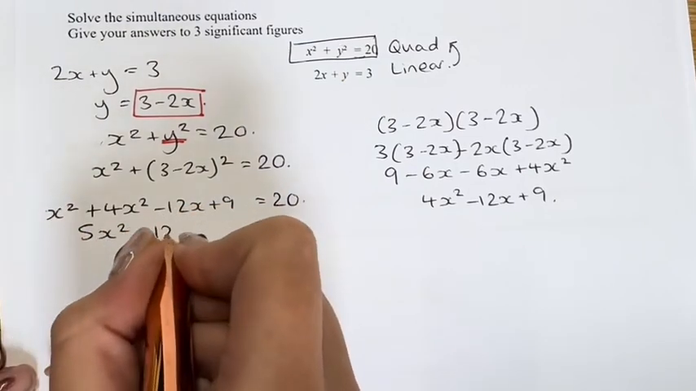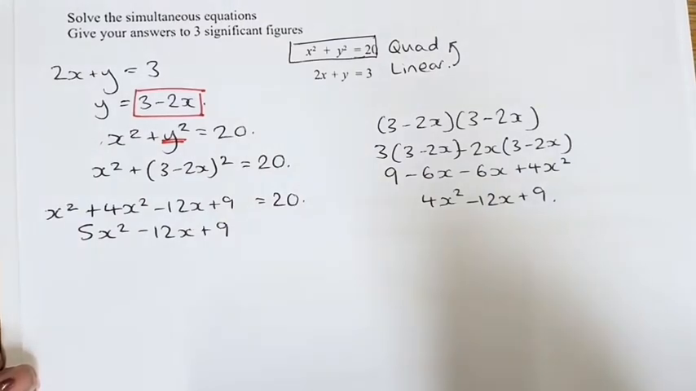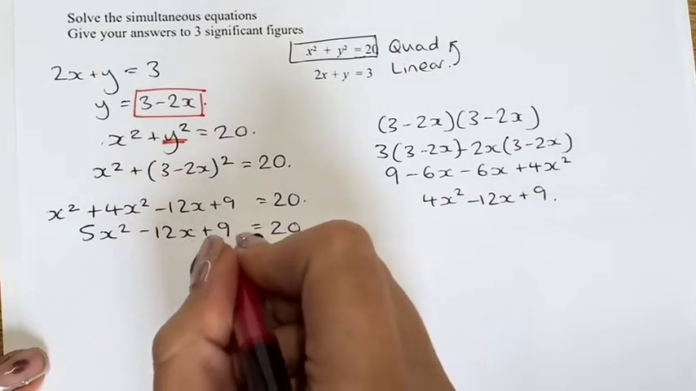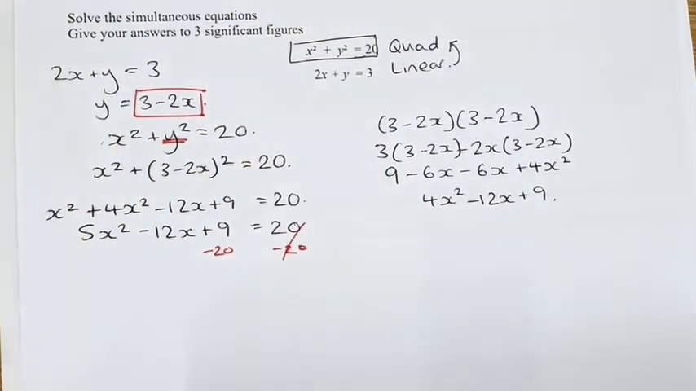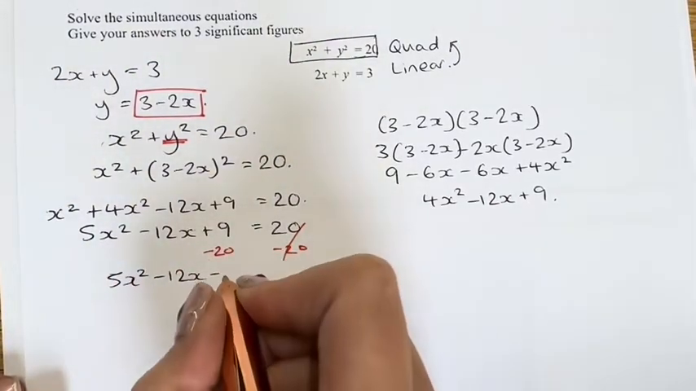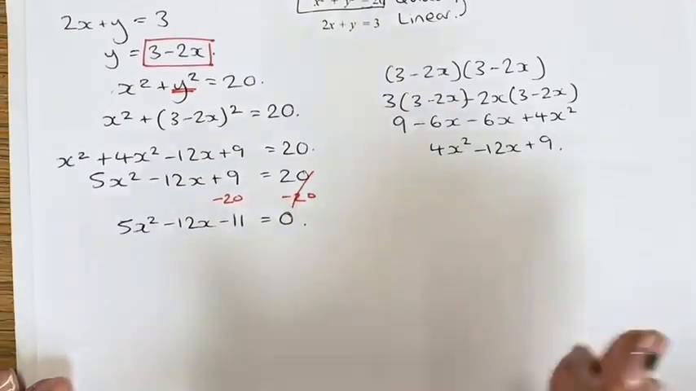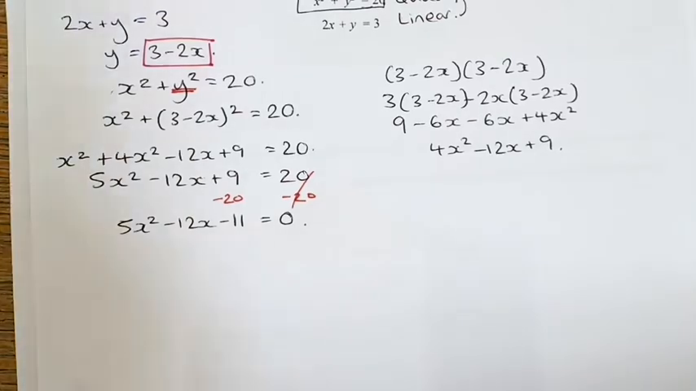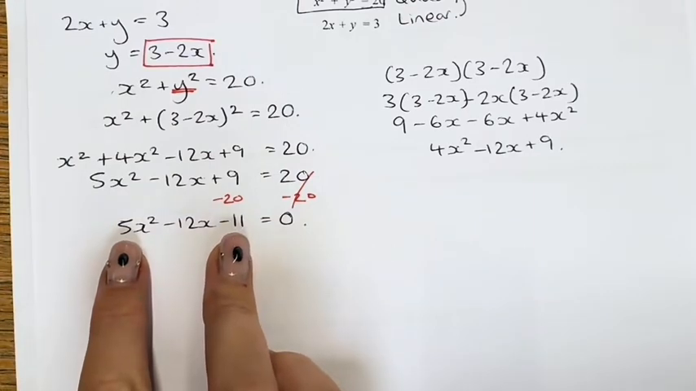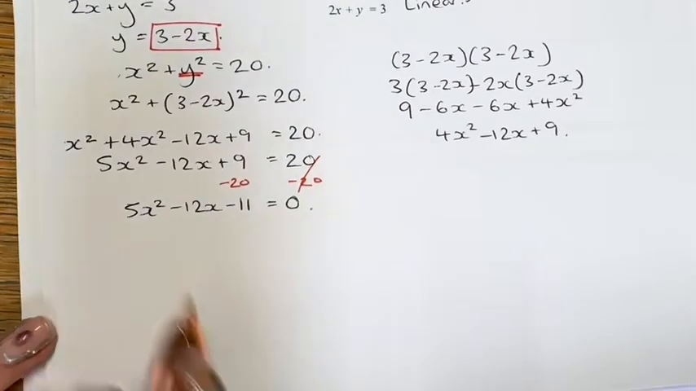5x squared minus 12x plus 9. And when I solve a quadratic, I want it to be equal to 0. So I'm going to have to take away 20 from both sides. And then think about how I'm going to solve that. I can see that's not going to factorise because that would give me minus 55, which has only got 5 and 11, so it's not going to make that 12. So I will use the quadratic formula.